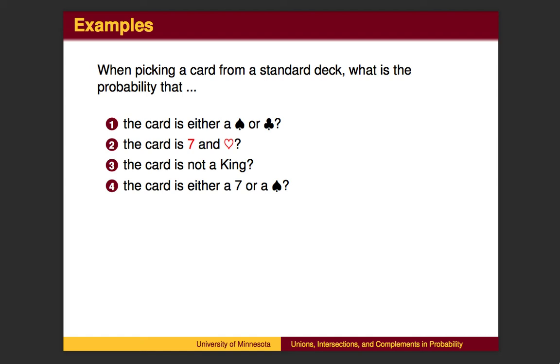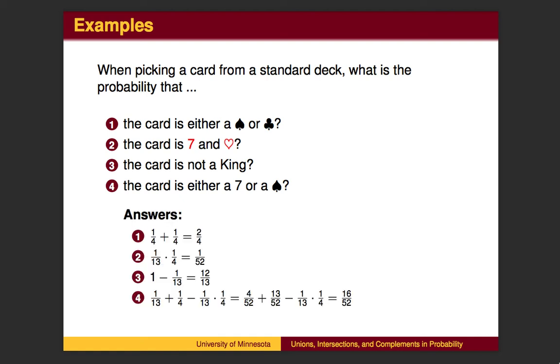Here are some examples. You may wish to pause the video to see if you can find these probabilities. There are 4 suits, so 1/4 of the cards are spades, and 1/4 of the cards are clubs. Since these are mutually exclusive, the word OR means add, so we get 2/4. There are 13 possible values, of which 7 is one of them. There are 4 possible suits, of which hearts is one of them. The word AND means multiply, so we get the probability 1 out of 52. This makes sense because the 7 of hearts is one of the 52 cards in the deck.